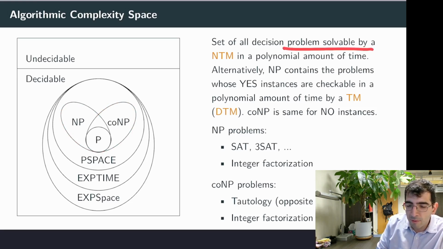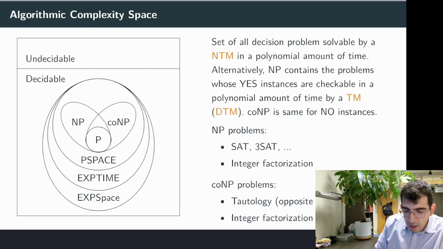Okay, so these two together are based on the same idea, i.e. problems that are solvable by a non-deterministic Turing machine. But we separate them out because for some problems the yes instance is checkable in polynomial time, and for some problems the no instance is checkable in polynomial time. And for some problems both the yes and no instances are checkable in polynomial time by a deterministic Turing machine.